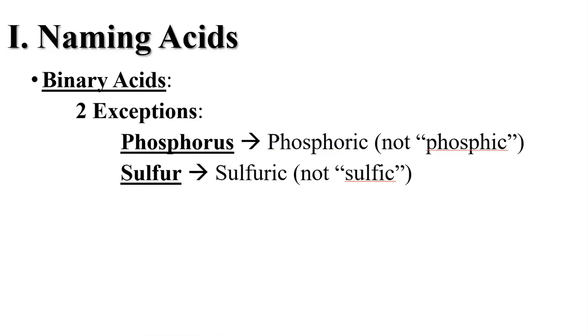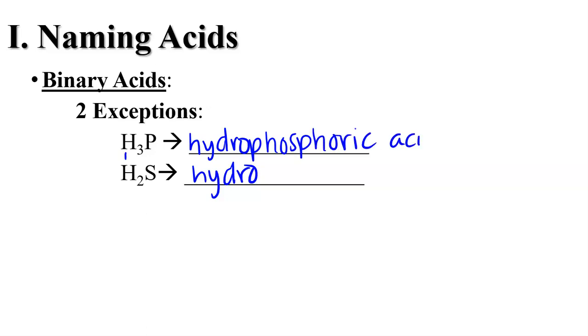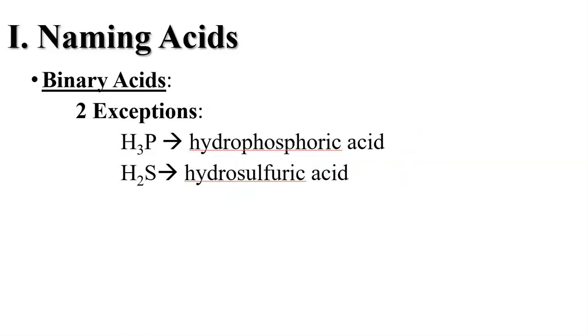All right, my only 2 exceptions, and I want you to highlight these in your notes, are phosphorus and sulfur. Okay, phosphorus is spelled phosphoric, and sulfur is spelled sulfuric, not sulfic and not phosphoric. Those sound weird. All right, so let's do these 2 examples. I've got H as both of these, so they both start with hydro. P is phosphoric, and then acid. And then S is sulfuric, and then acid. So we've got hydrophosphoric and then hydrosulfuric.